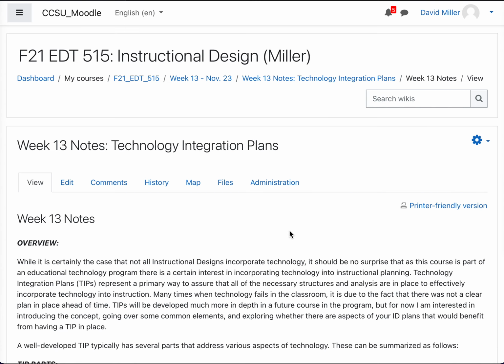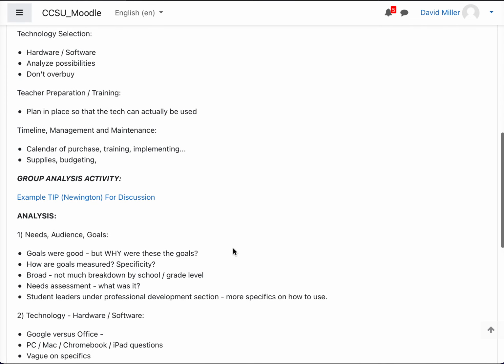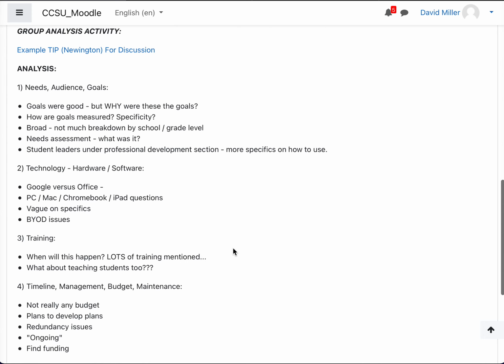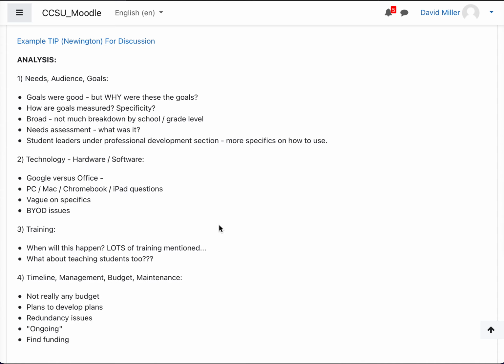Actually, I do know a teacher from Newington. I should check up with him and see. But in any case, this is the idea: these should be in place when you're looking at bringing technology into the picture, either through an instructional design or for a school or for a department or for a grade level.